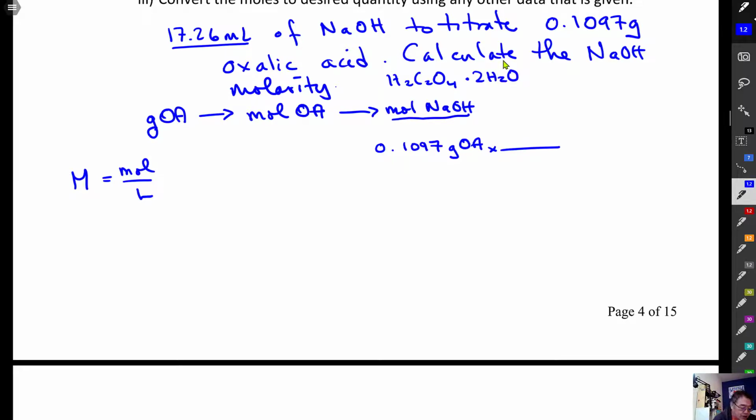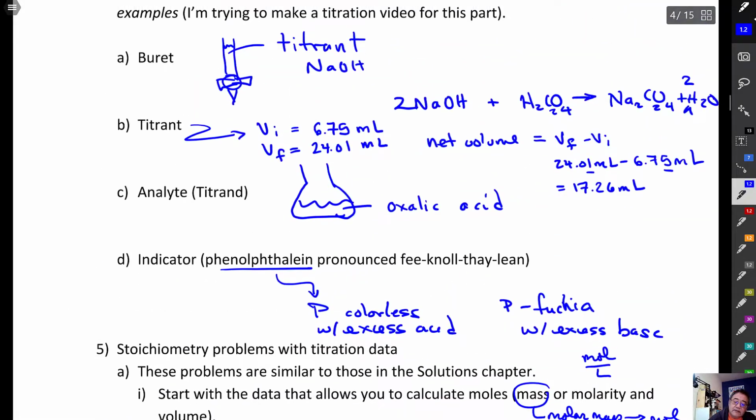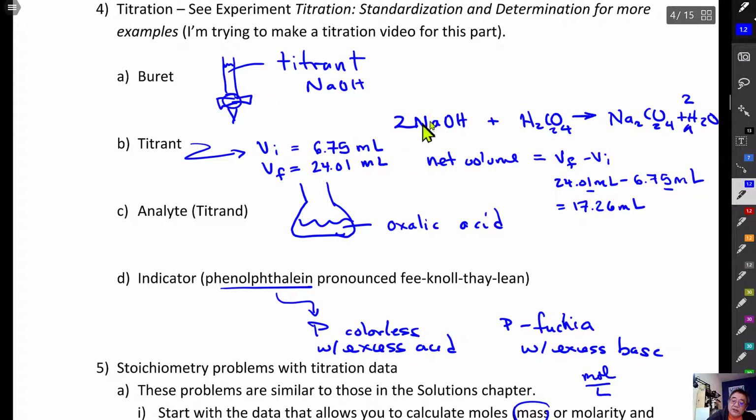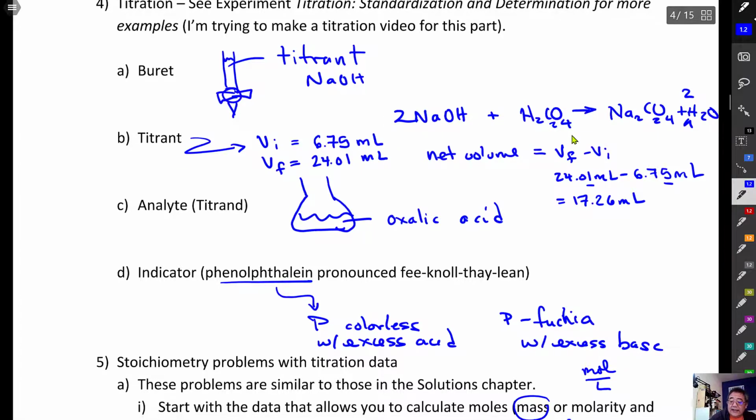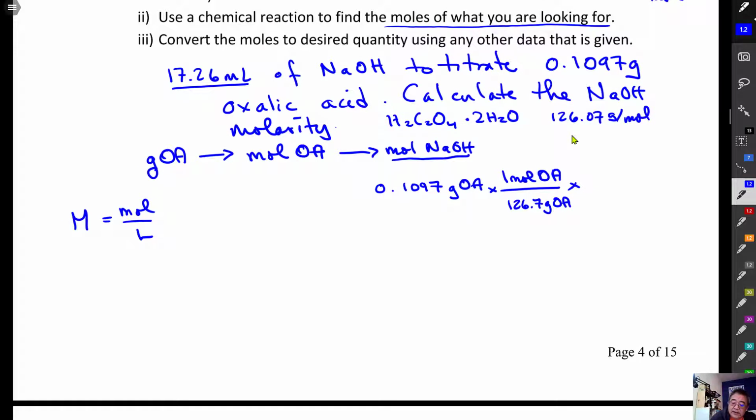And I get that having a molar mass of 126.07 grams per mole. So I'll go like this: 126.07 grams of oxalic acid for every 1 mole of oxalic acid. And then when I'm looking at this formula, it says that there are 2 moles of sodium hydroxide for every 1 mole of oxalic acid. So I'll finish this as 2 moles of NaOH for every 1 mole of oxalic acid.